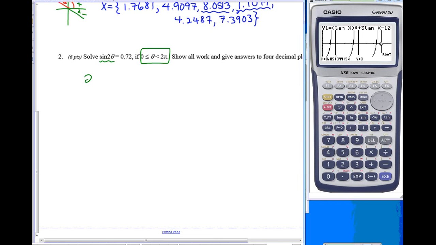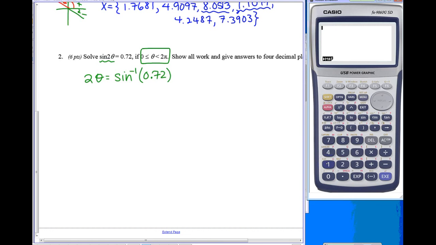So I need to get rid of the sine. The way I get rid of the sine is by inverse sine. So I have the inverse sine of 0.72. That's going to be a value I'm going to get from my calculator. So let me go back into my run menu here, and I'm going to take inverse sine of 0.72 on my calculator, and that was what 2 theta was equal to, because I had a 2 theta inside, right? That gave me 0.8038.